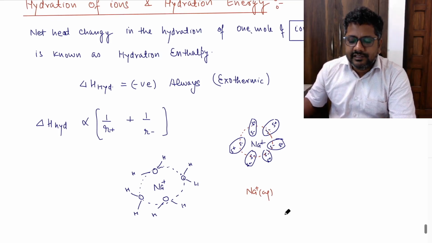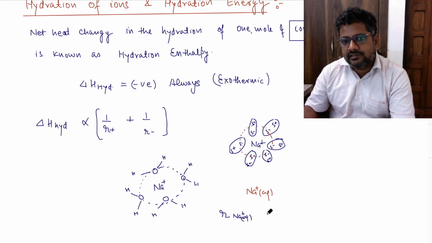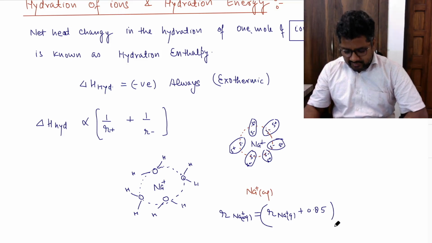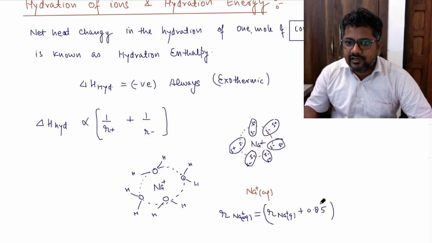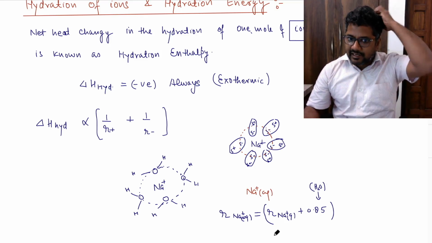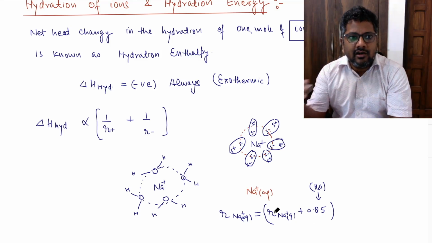Dear students, see this: R of Na plus aqueous is equal to R of Na plus gas plus 0.85, right? Approximately this is contributed by water. This 0.85 size is contributed by water. So this is the approximate relation for hydrated ionic radii, right? But not in all cases you can say this.